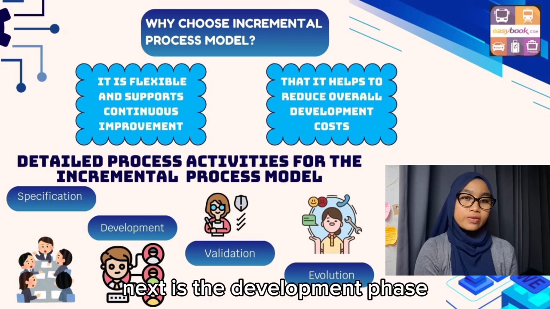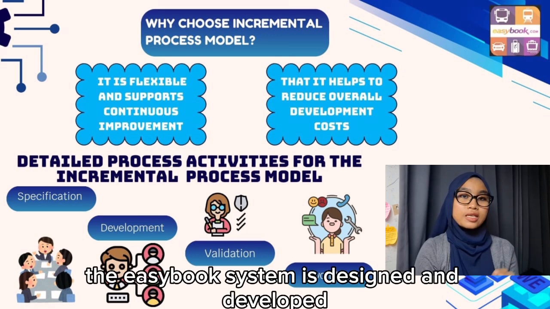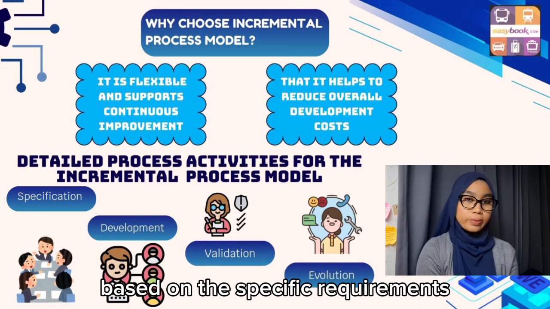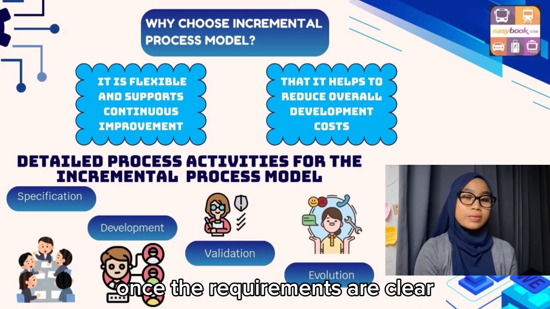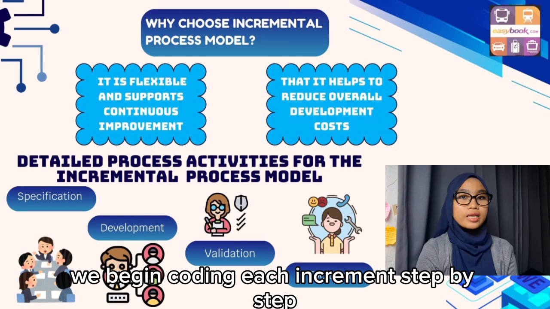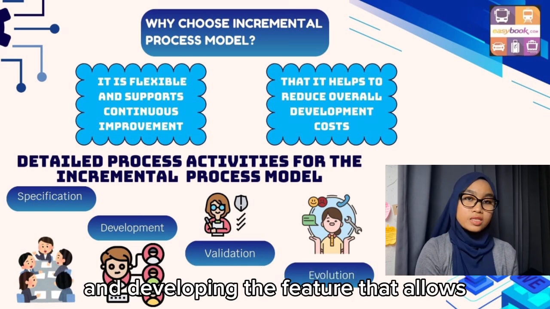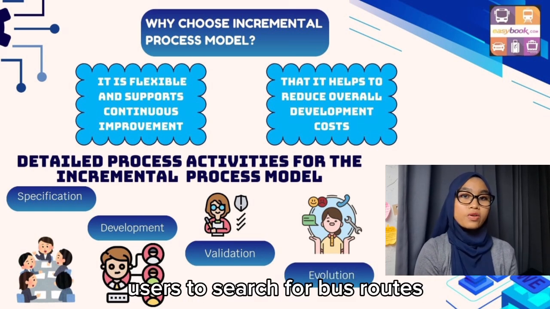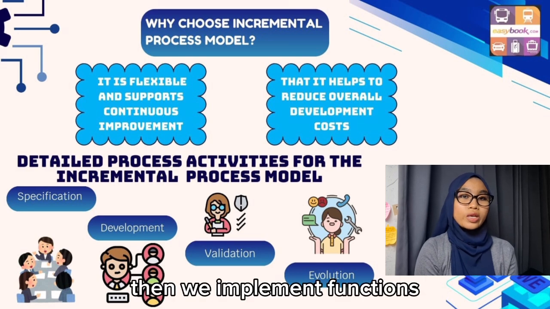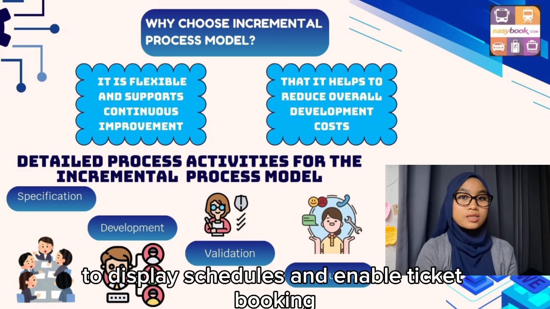Next is the development phase. In this phase, the Easybook system is designed and developed based on the specific requirements. Once the requirements are clear, we begin coding each increment step by step. For example, we start by designing the user interface and developing the feature that allows users to search for bus routes. Then, we implement functions to display schedules and enable ticket booking.